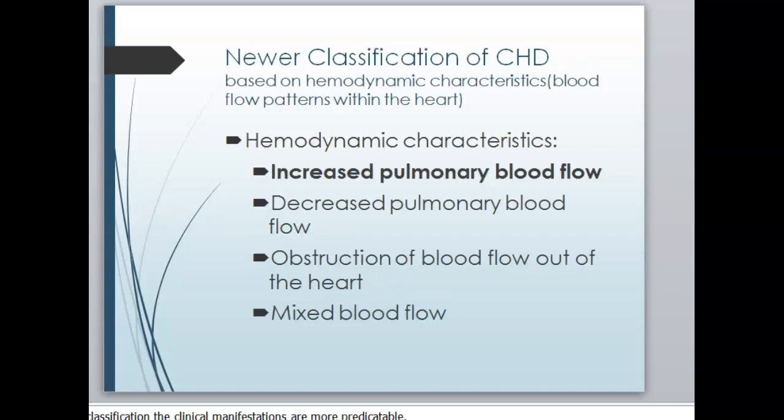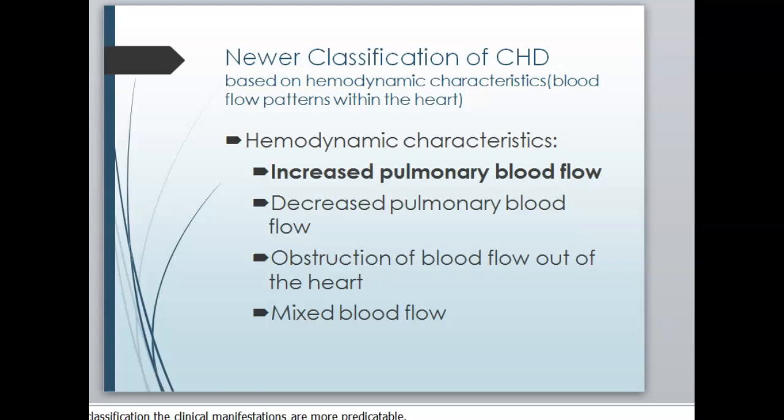So the newer classification that makes more sense is based on the hemodynamic characteristics or blood flows within the heart. What that means is that we classify the diseases if they produce increased pulmonary blood flow. We'll classify another group that might include decreased pulmonary blood flow. We have some that are obstructive of blood flow out of the heart, and then there are some that have mixed blood flow.